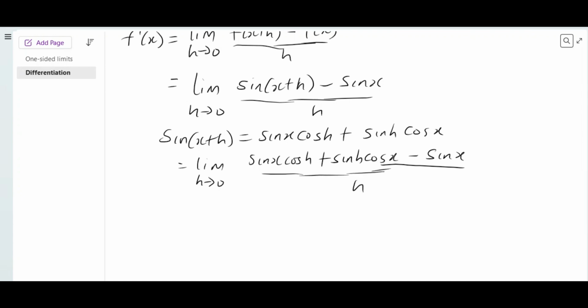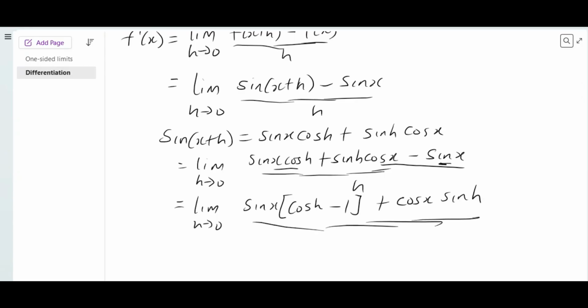Now look at something. Look at this term and then the last term here. They both have sine x. So I'm going to factor sine x out. Then I'll be having sine x times cos h minus 1, plus cos x times sine h, all over h.